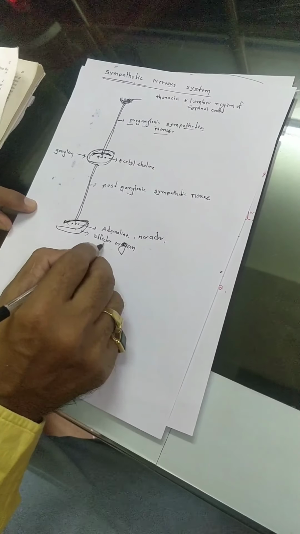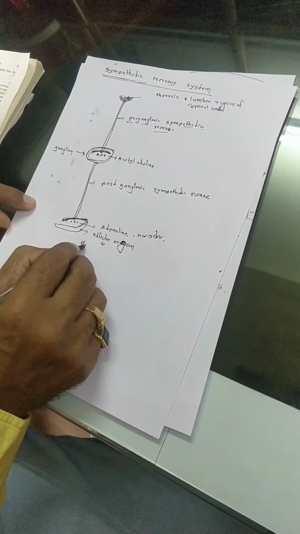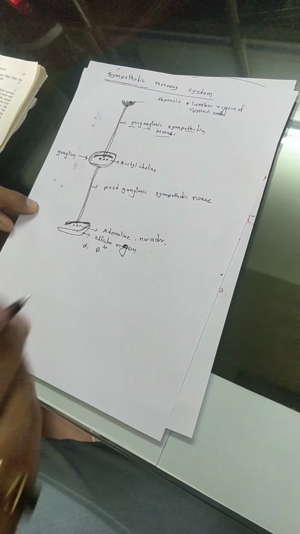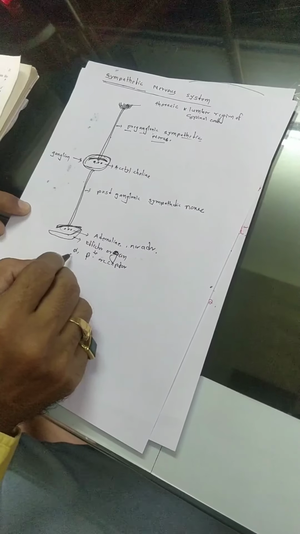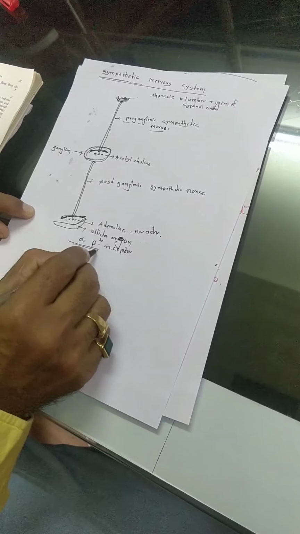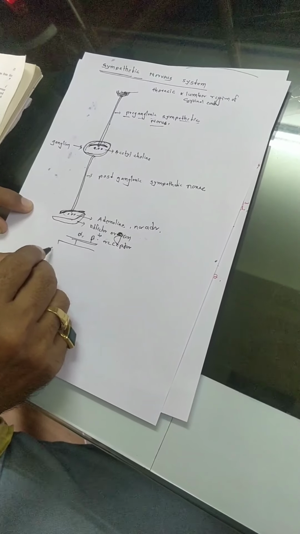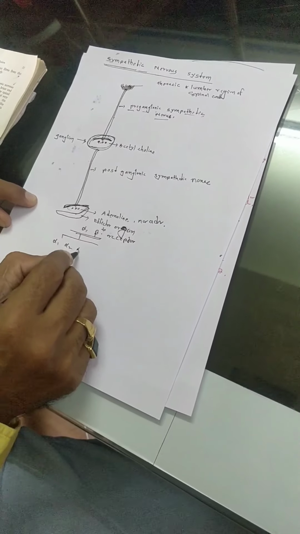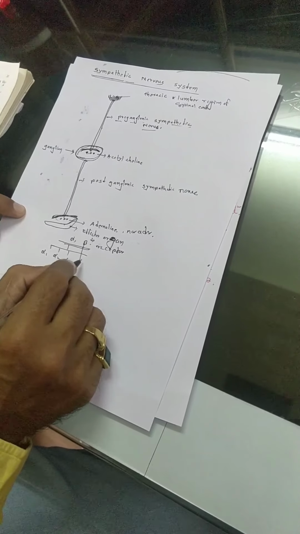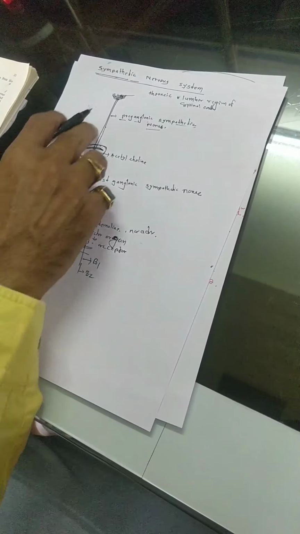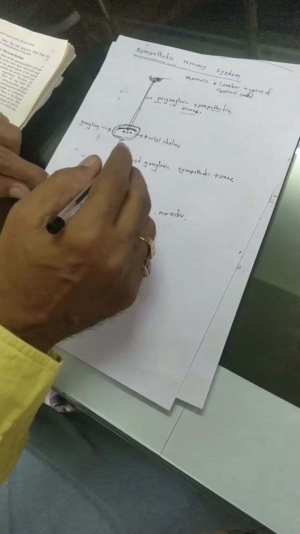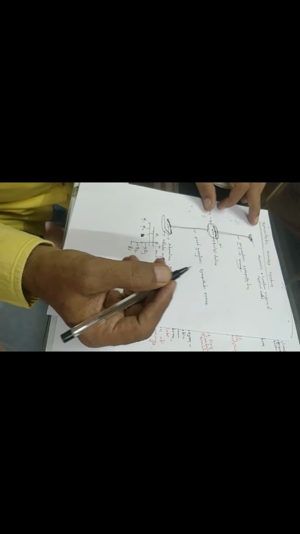The effector organ has the alpha and beta receptors, and the neurotransmitter interacts with both receptors. The alpha receptor is again classified into alpha 1, alpha 2 and alpha 3, and the beta is classified into beta 1 and beta 2 receptors. These specific receptors are located in different parts of the body and interact with drugs. Briefly, it originates from the sympathetic nervous system.